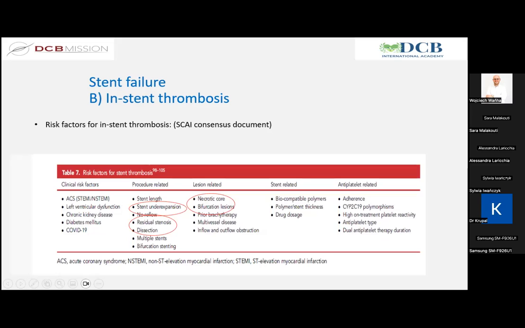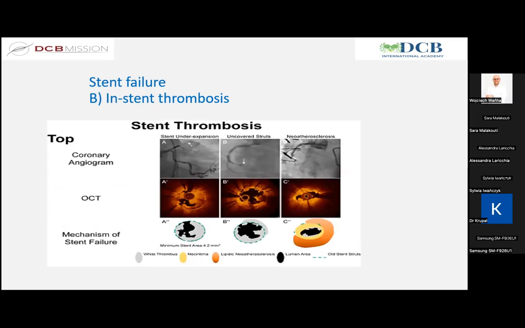Second is stent thrombosis. These are the risk factors for stent thrombosis. You can skip it. This is a coronary angiogram showing stent thrombosis in LAD, RCA, and RCA. The OCT can differentiate between the mechanisms of stent thrombosis. This is stent underexpansion. This is uncovered stents, and this is the new atherosclerosis.